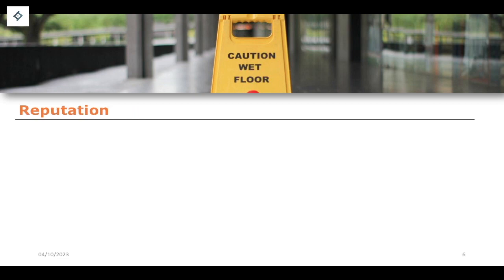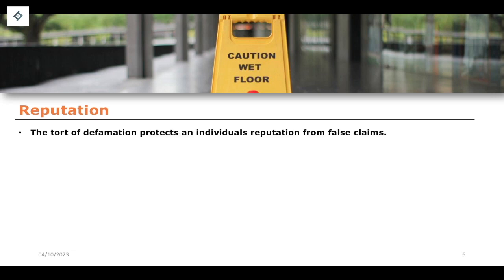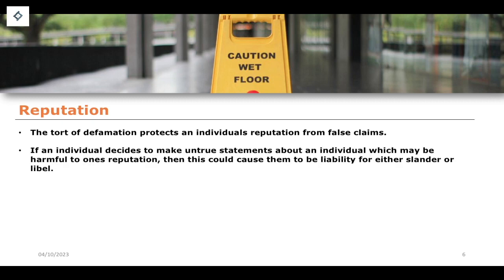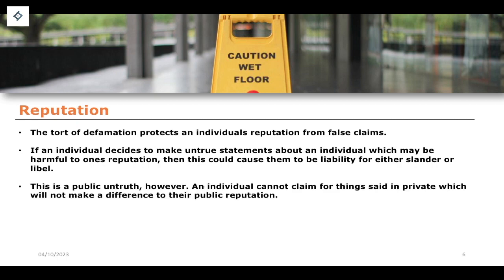Another protected interest within the law of torts is the protection of your reputation. So the tort of defamation is the tort which protects an individual's reputation from false claims. Essentially, if an individual decides to make public untrue statements about an individual, which may be harmful to one's reputation, then this can cause them to be liable for either slander or libel. Whether it's slander or libel depends on the medium by which you actually make those untrue statements, but they both fall under the general umbrella banner of defamation.